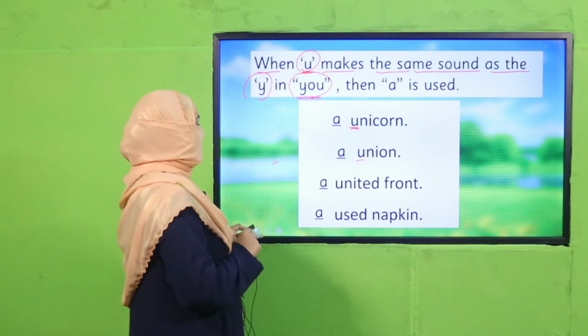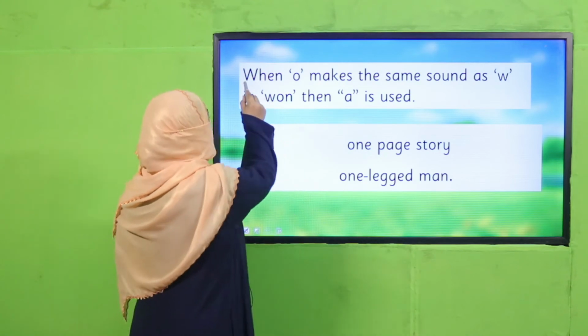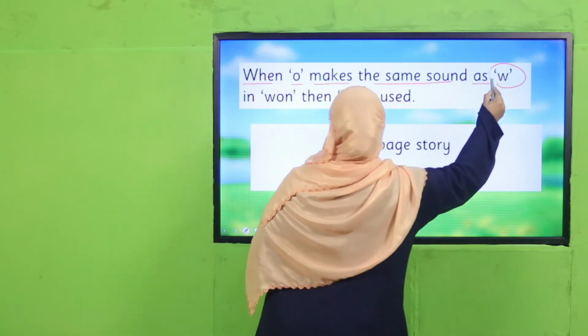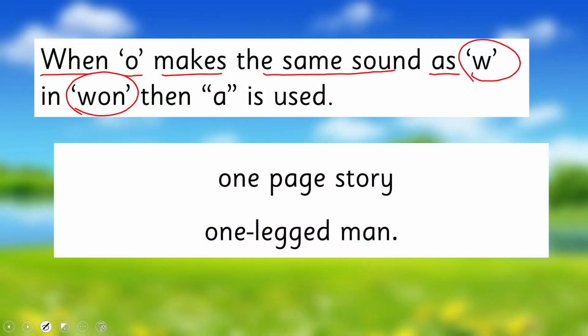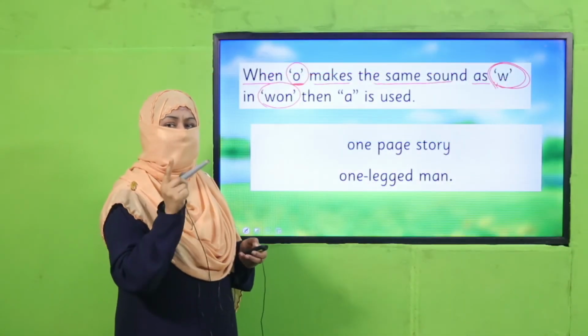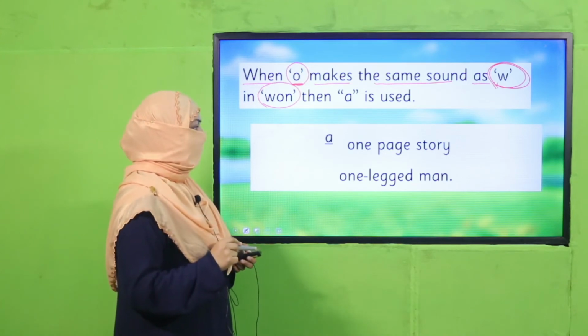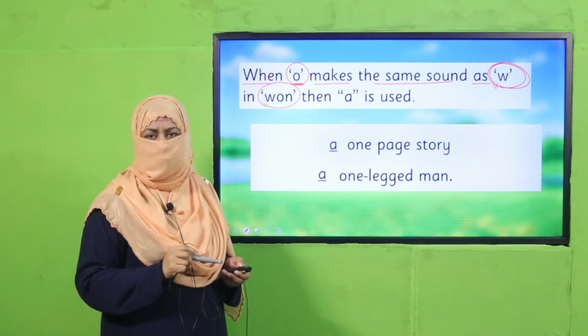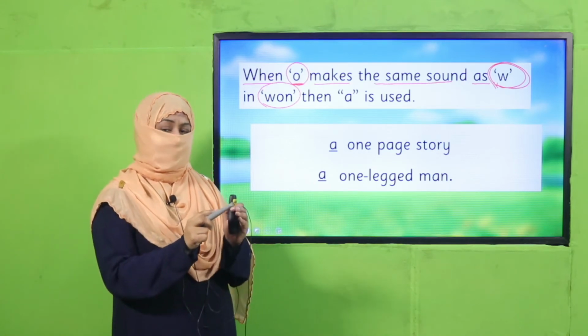Remember, that's why we say a unicorn, a union, a united front, and a used napkin. Remember? All right. And the second rule I taught you, when O makes the same sound as W in "one". Now again, what's the rule over here? This is a vowel and it is giving a consonant sound, and because of its consonant sound, instead of "an", we'll use "a": a one-page story, a one-legged man. Do you understand? So these are the exceptions.